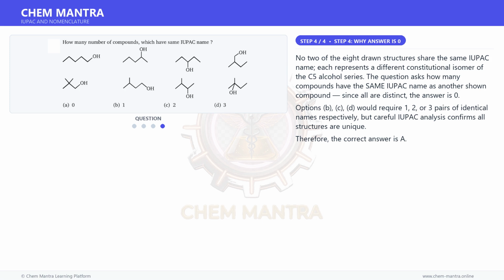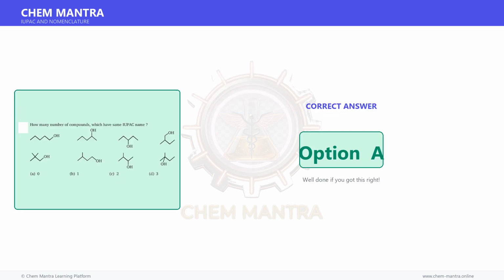Options B, C, D would require 1, 2, or 3 pairs of identical names respectively, but careful IUPAC analysis confirms all structures are unique. Therefore, the correct answer is A. Therefore, the correct answer is option A.